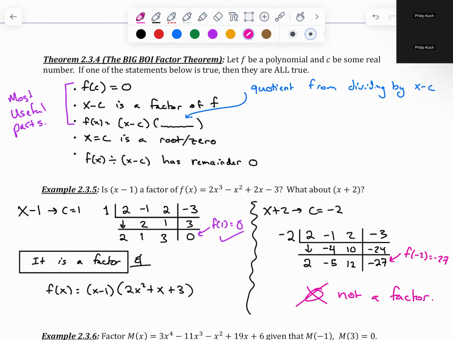By the way, just as a fun fact about if and only if statements, each one means all the other four. But furthermore, if one of them is not true, then all of them are not true. So if f of c doesn't equal 0, that automatically means that x minus c is not a factor. That means that f of x cannot be written as x minus c times just a quotient with 0 remainder. It means that it's not a root, and it means that you will not get a remainder of 0.